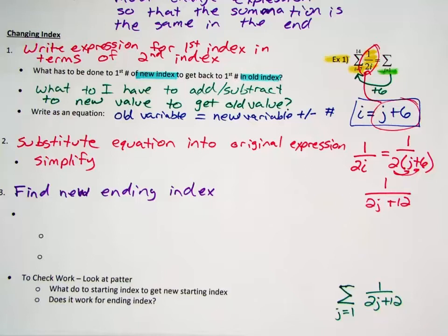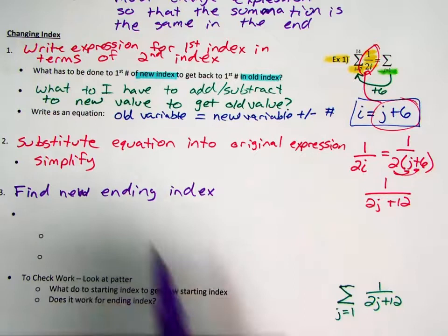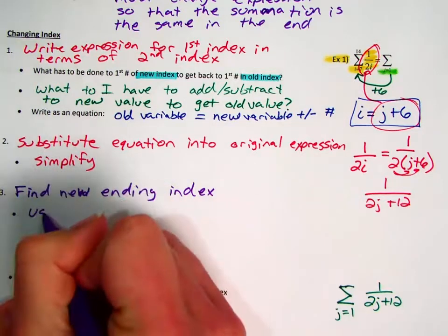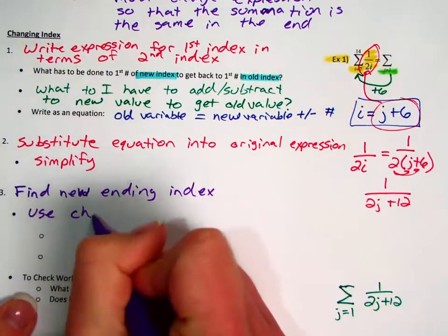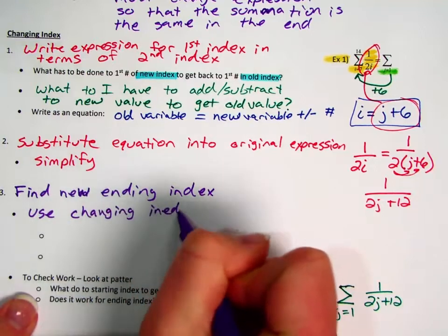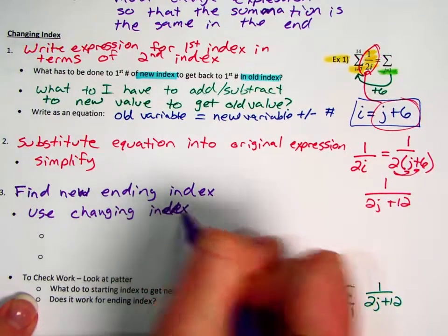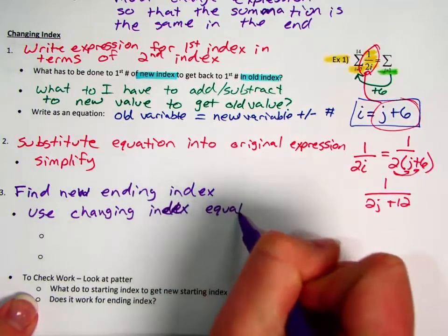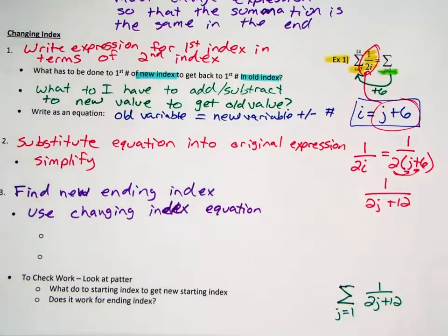Okay, and to me, the easiest way to find that ending index is to use the changing index equation.